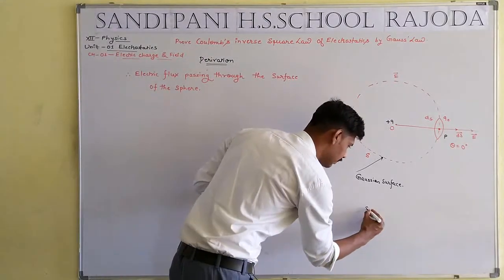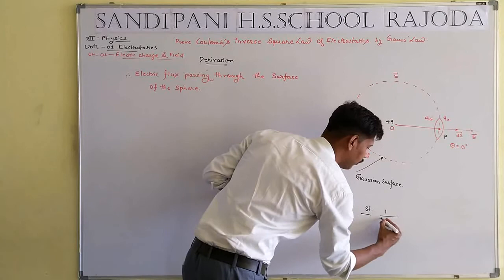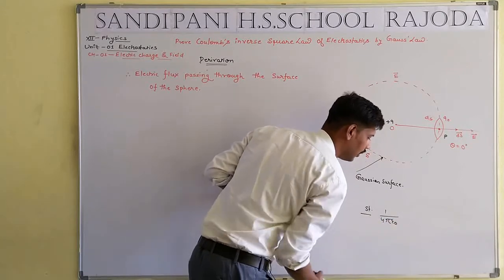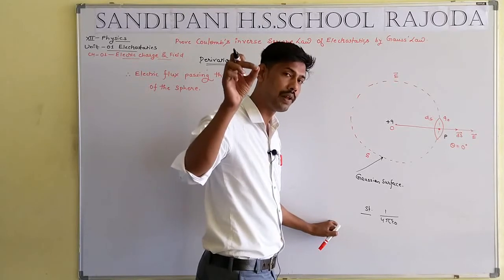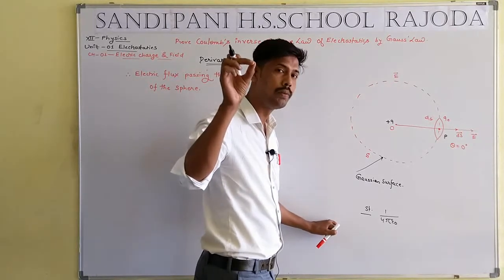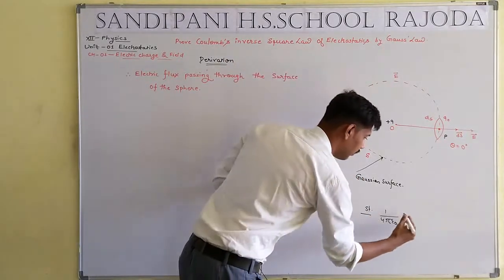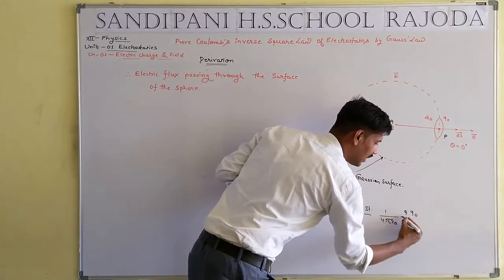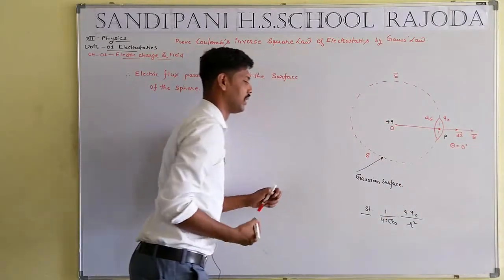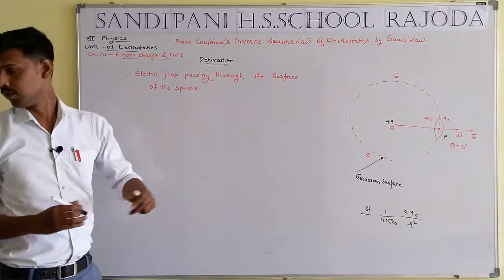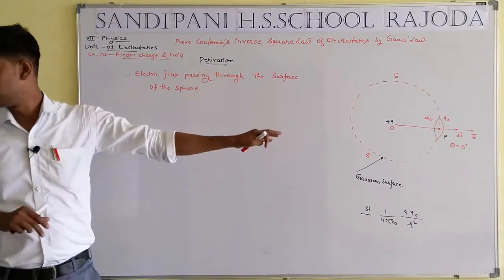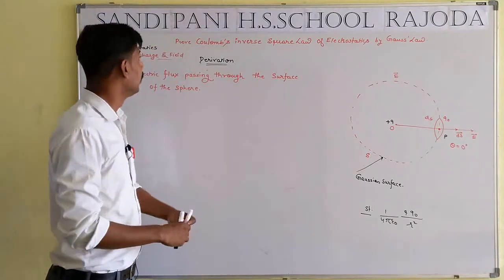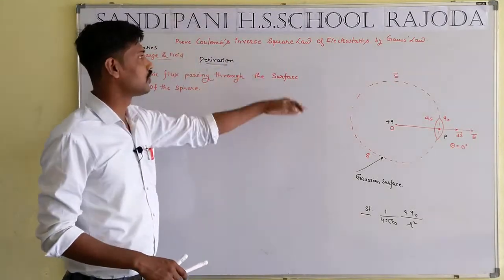That means a simple statement, 1 upon 4 pi epsilon 0. That is the correct word, 1 upon 4 pi epsilon naught, first charge, then second charge, whole by r square. That is the statement of Coulomb's inverse square law.